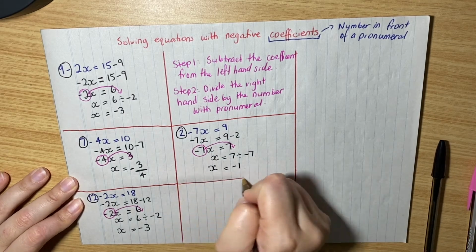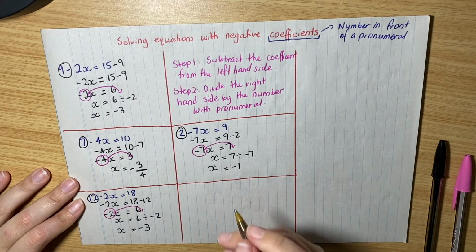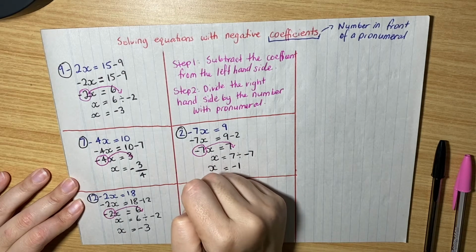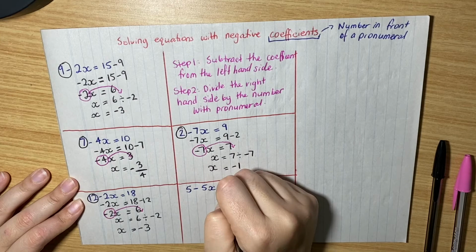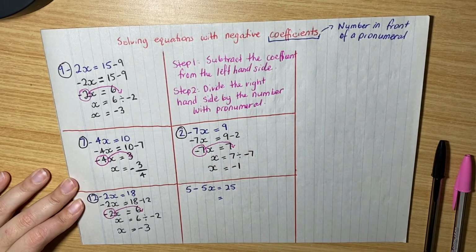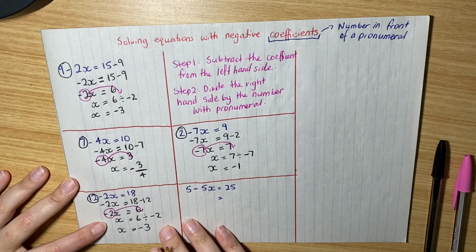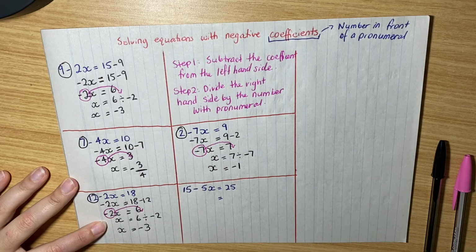All right. I'm going to do about 3 more examples here so that you get the hang of it. Next one is 5 minus 5x equals 25. Actually, no, I'm going to put 15. 15 minus 5x equals 25.